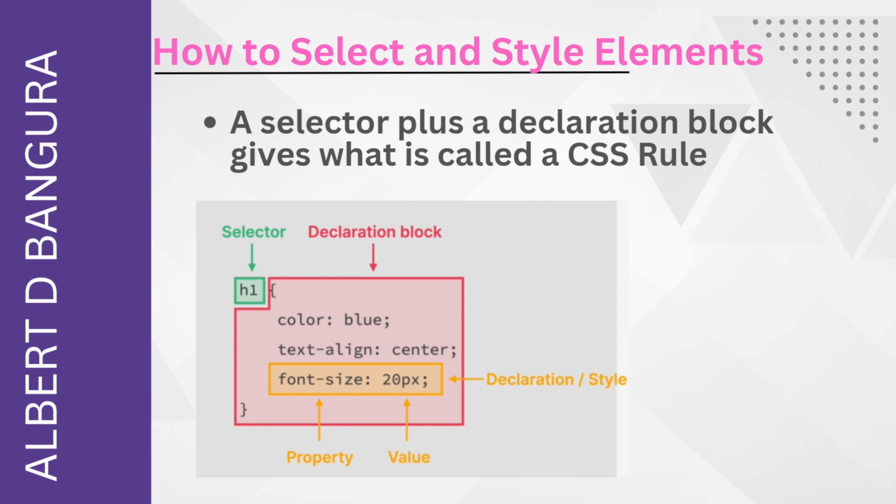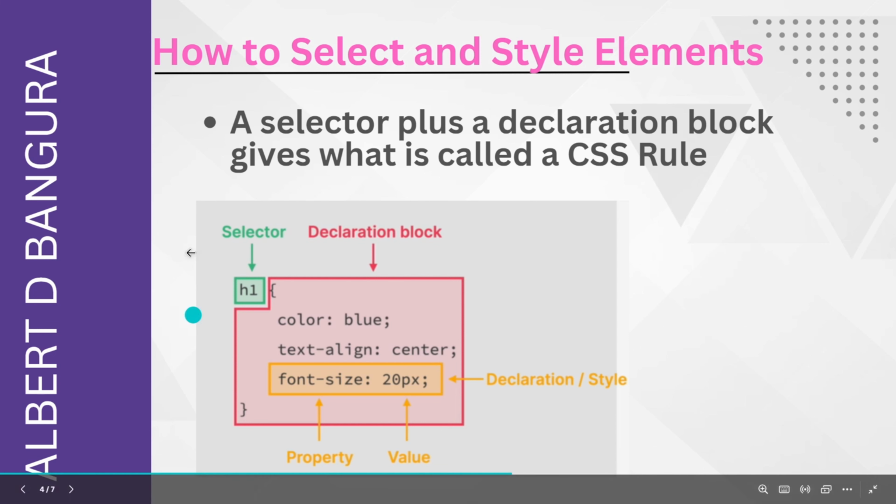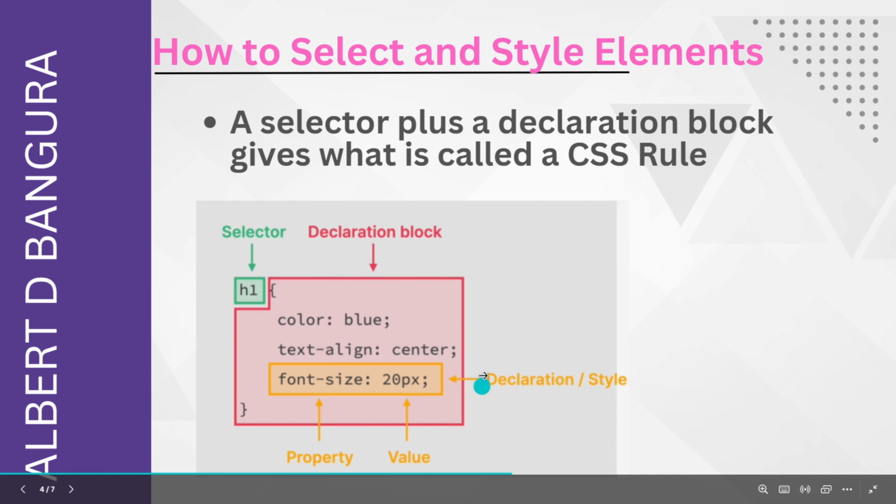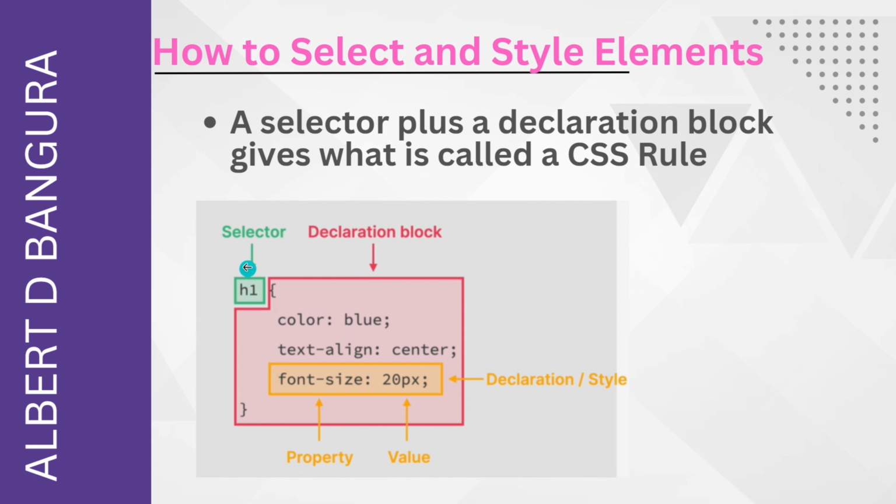Before you ever style an HTML element, you must select it, okay? As you can see here, a selector plus a declaration block gives what is called a CSS rule. Now you can see from the image here, everything highlighted red is a declaration block, and the H1, you already know this element H1 from our last tutorial. So that's a selector. You get it from your HTML file.